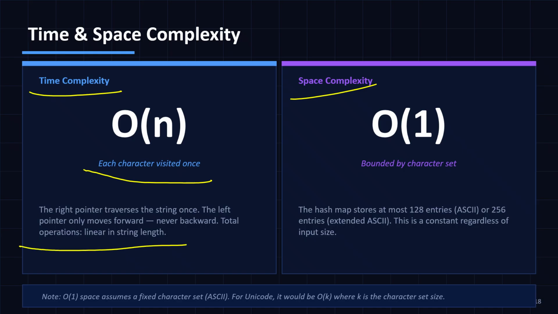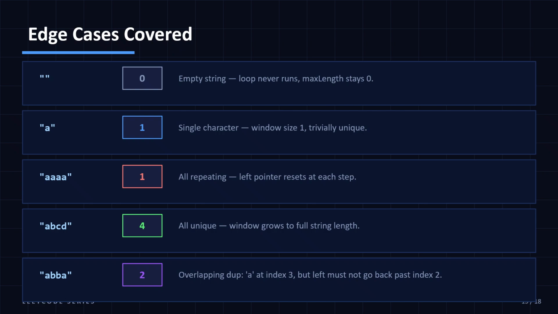मतलब space complexity order of 1 सीधा सीधा आ जाता है because ASCII में तो fixed character set है, तो मतलब I hope you know this. इसमें हमारा order of 1 ही होता है क्योंकि fixed character set है। The code I just told you has all the edge cases covered.